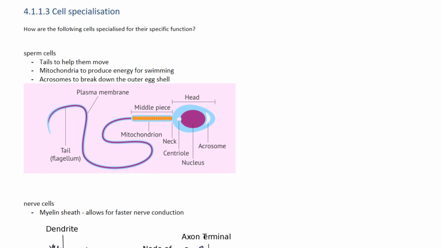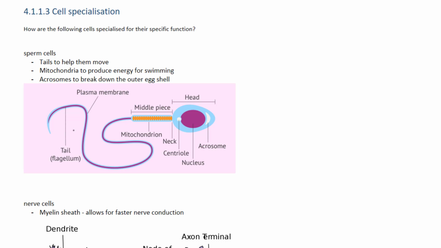4.1.1.3 cell specialization. The first thing to know is how the following cells that we're going to talk about are structured towards their function. Everything that has a structure will have a function towards it, so it's there for a reason. It's not just there for no reason. So we'll show it first with the sperm cell. In the exam they may give you a diagram and you're supposed to interpret it from the diagram, or they might give you some other cell and tell you a little bit about that cell.